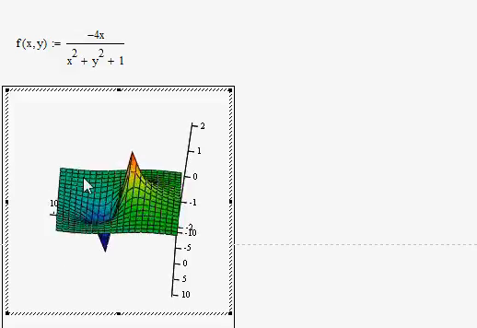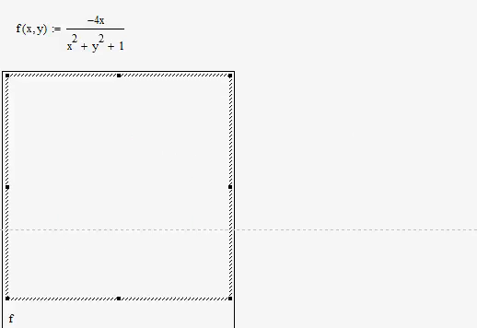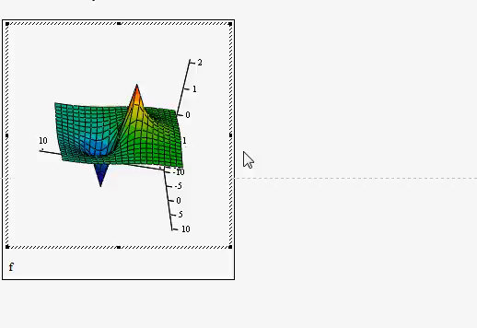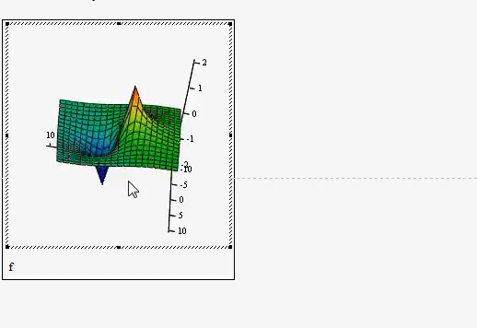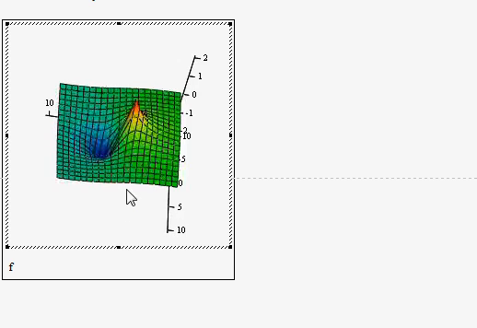So I bet you're intrigued already, thinking, are we going to be finding maximums and minimums for these, shall we call them, surfaces? And the answer is, yes, we are.